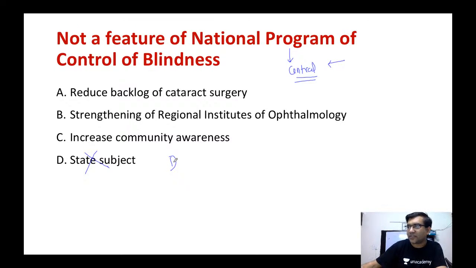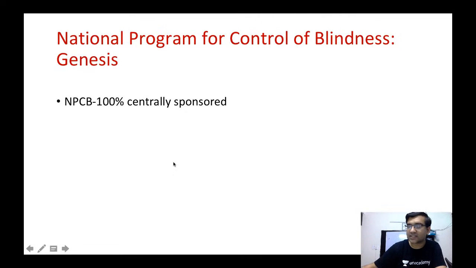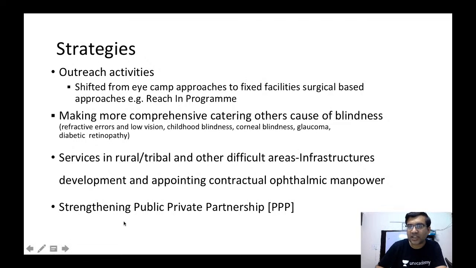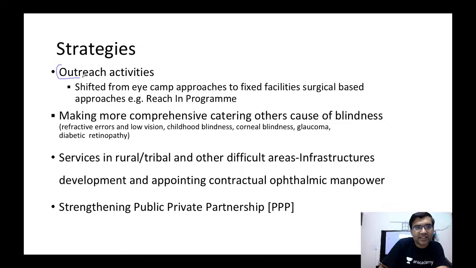Now, what are the various features of the National Program for Control of Blindness? I told you it is a 100% centrally sponsored program. There are a few strategies which you have to remember regarding it. The first one is the outreach activities. Now outreach activities means, earlier you must have heard about the iCamp approaches.